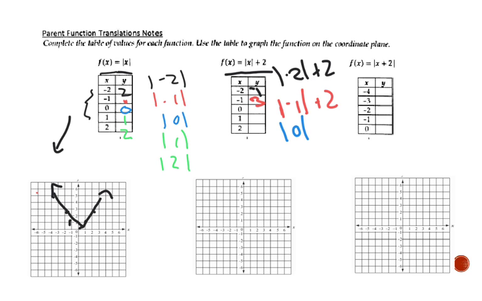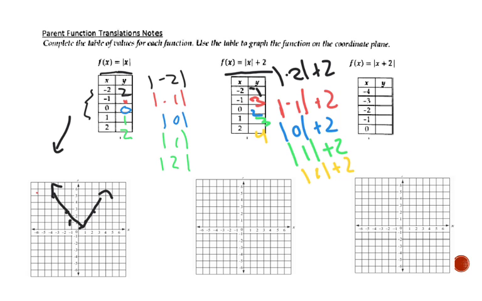Absolute value of 0 is 0. Plus 2 will give us 2. Absolute value of 1 is 1. Plus 2 will give us 3. And then the absolute value of 2 is 2. Plus 2, which will give us 4. So now we're going to plot these.